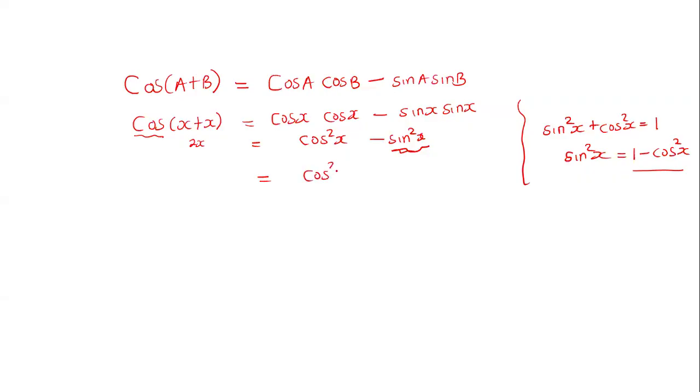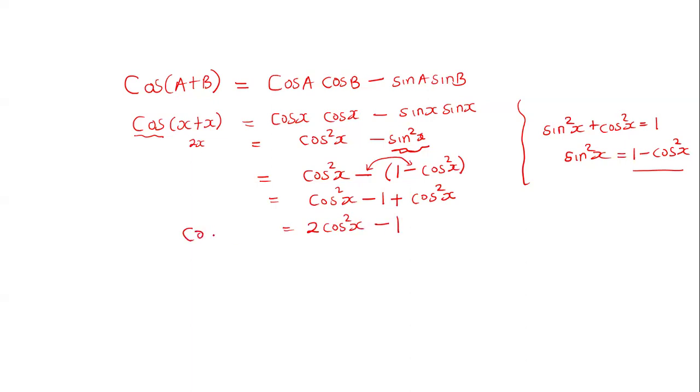So I can say this is cos squared x minus, I open the brackets, 1 minus cos squared x. When I open up, I'll have cos squared x minus 1, then this and this are negative. A negative and a negative will give us a positive cos squared x. So now cos squared x plus cos squared x gives 2 cos squared x minus 1. So when I have cos of x plus x, that gives us 2x. So whenever you meet cos of 2x, it means we shall have 2 cos squared x minus 1.